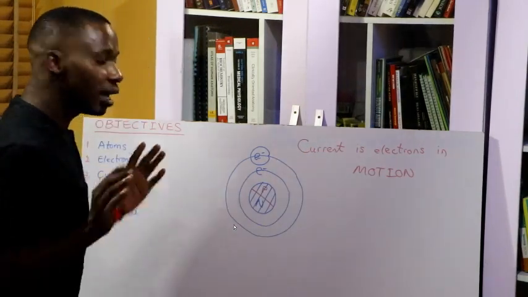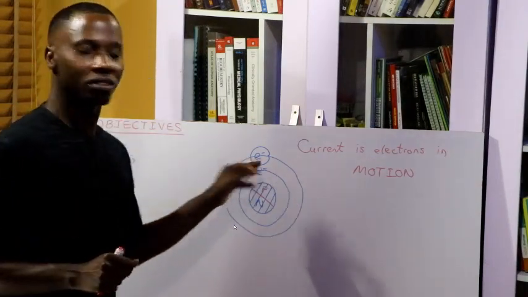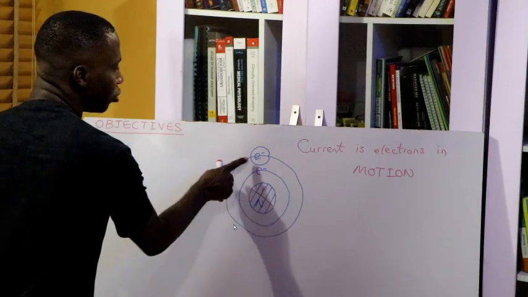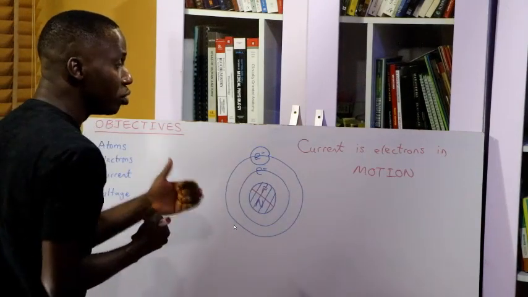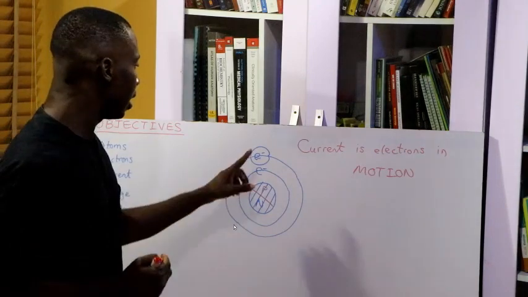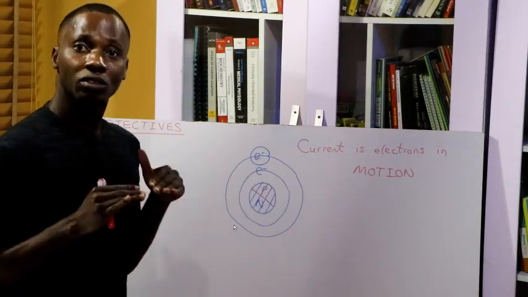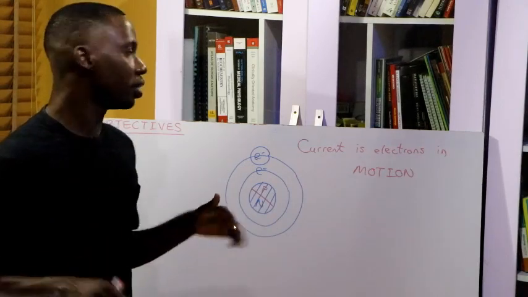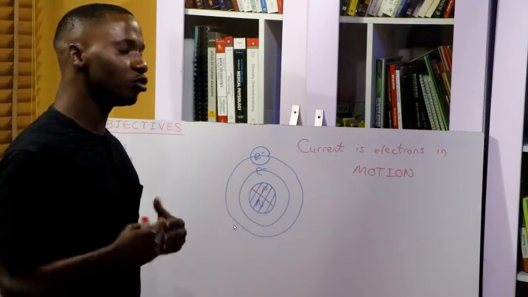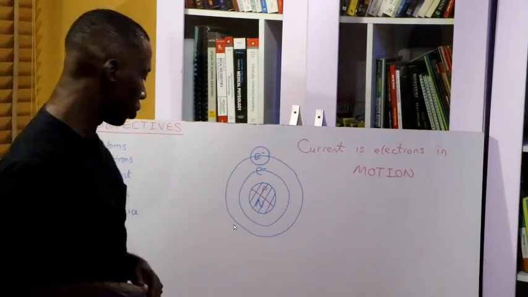Now, these electrons are the same electrons you have in an atom, of course. So anything that can ensure that these electrons are moving, you have current. Once they begin to move, you have current. Once they stop moving, no current. So when electrons begin to move, they produce current. Okay?